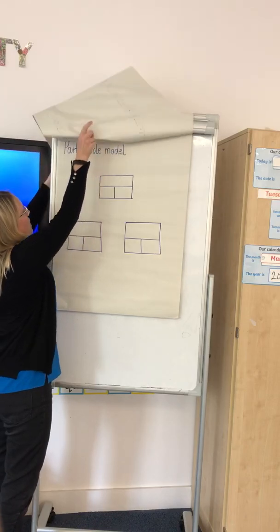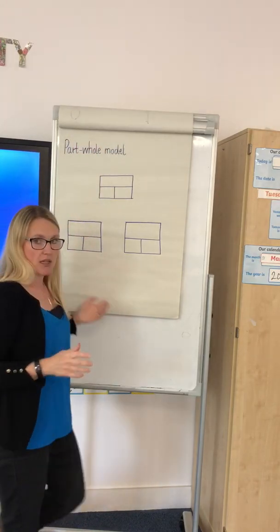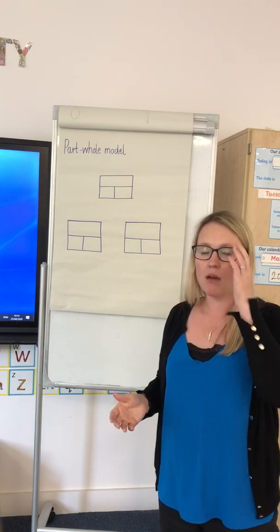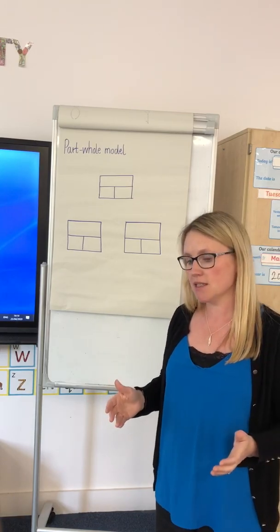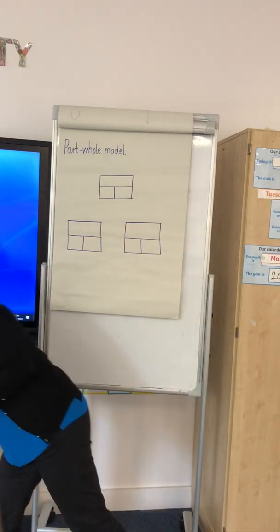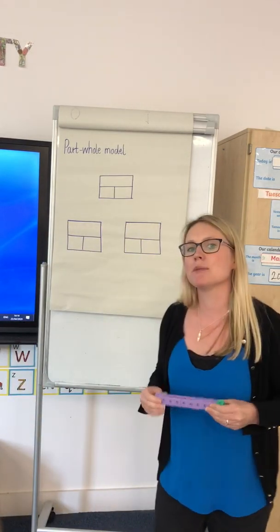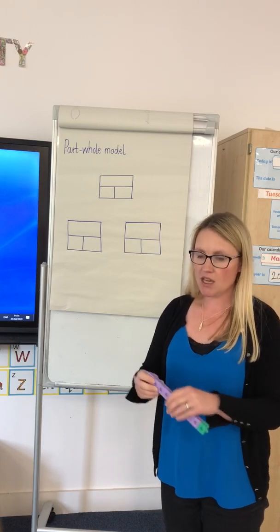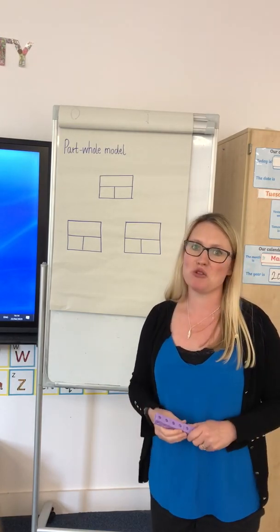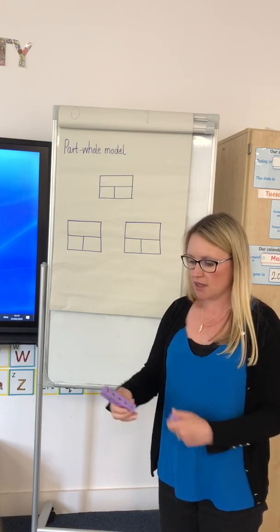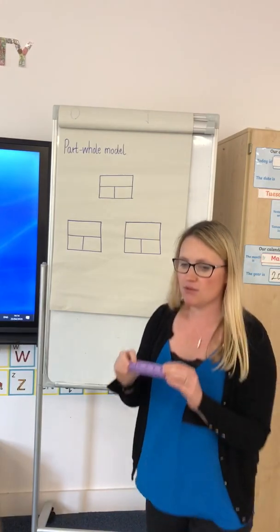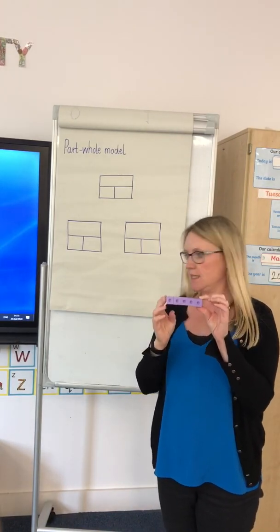Now, the next thing we're going to do is look at part whole models, and we're going to represent, using cubes, little stories that I'm going to make up. You can write this down on a whiteboard and pen if you wish. We're going to start off with the number 5. And this represents 5 sweeties.